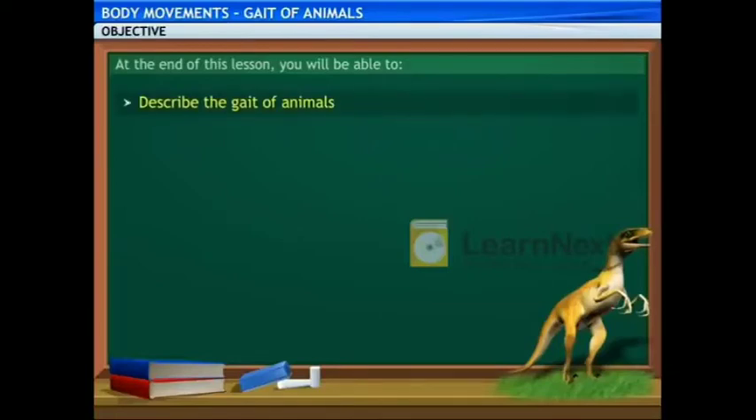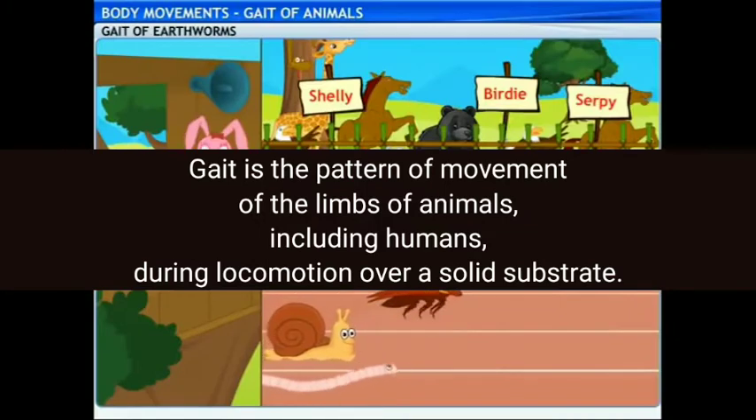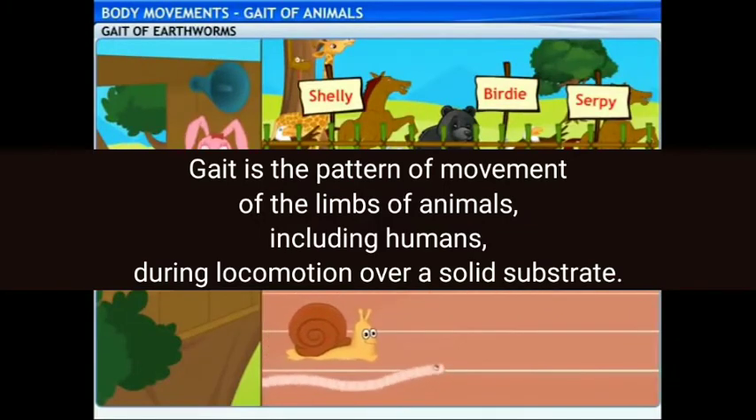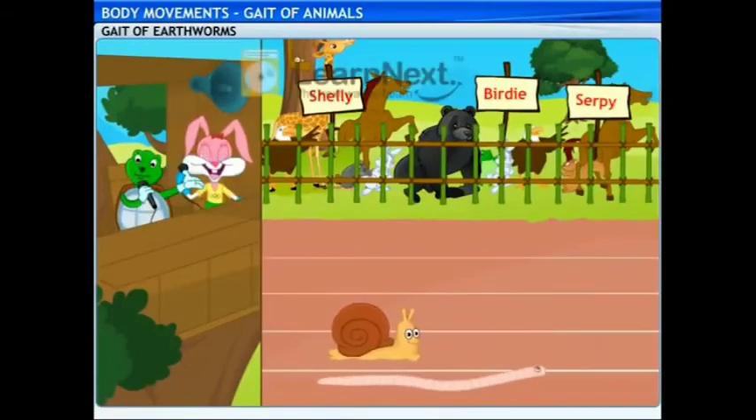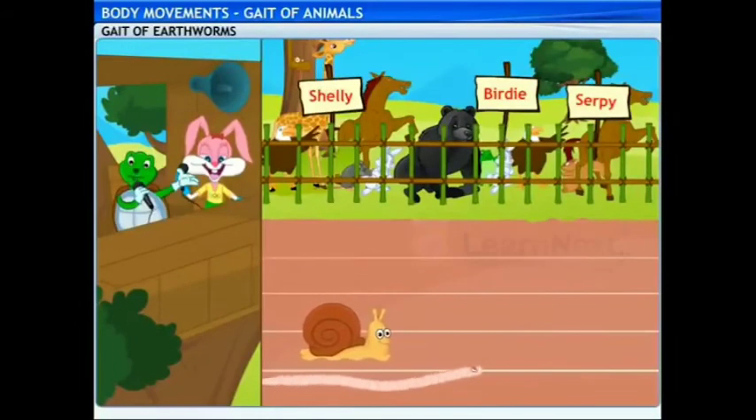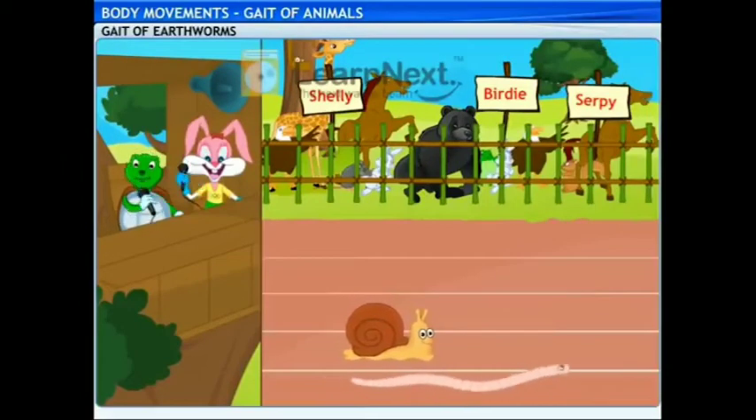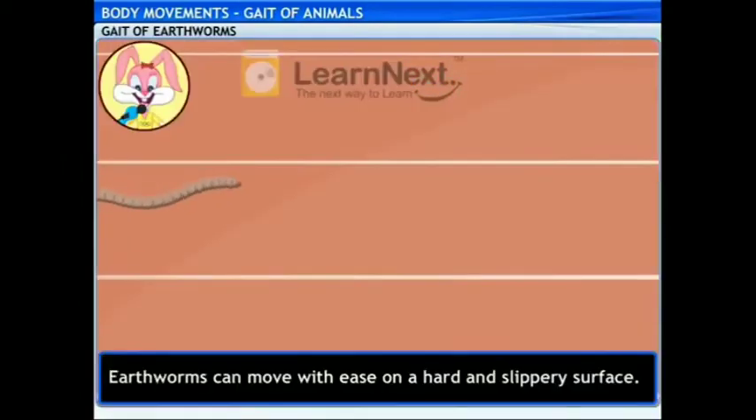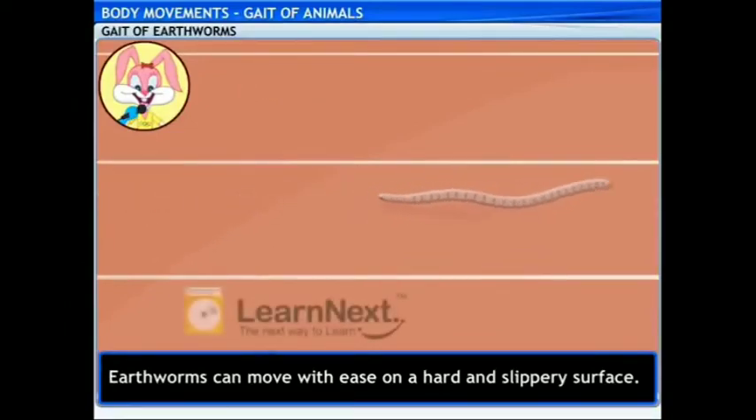Now let us understand the gait of animals. Gait is the pattern of movement of the limbs of animals, including humans, during locomotion over a solid substrate or solid surface. Now look at here. The earthworm and the snail both are moving. Earthworm can move with ease on a hard and slippery surface.